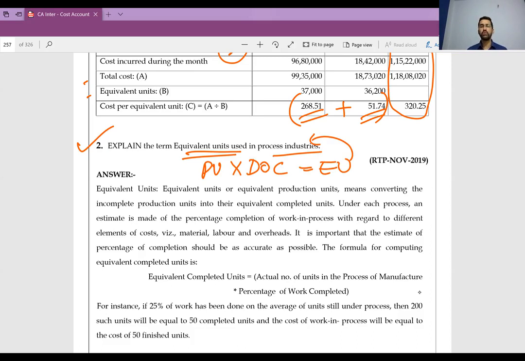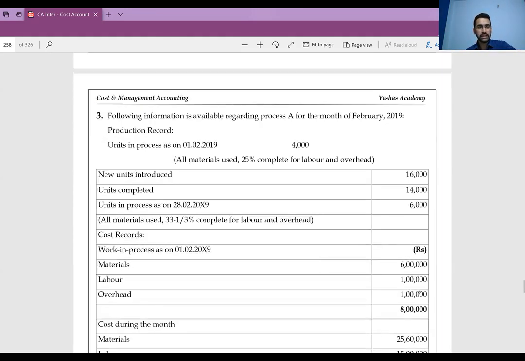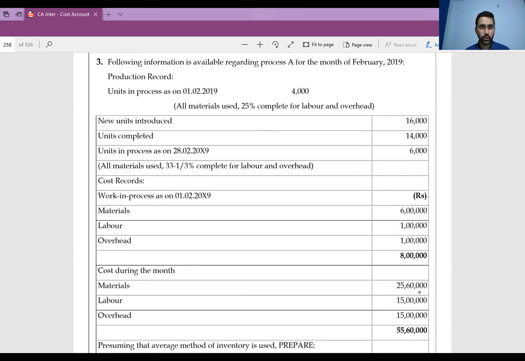They want you to write a short note. What is equivalent unit? How is it calculated? Where is it necessary, etc. See, they have even given one example. For instance, 25% of work is done on 200, then 200 into 25% is as good as 50 completed units. Sir, can I also take some random number like this and explain the concept? Definitely yes. Yeah. So read question number 2 also. Question 3, just give me a minute. I'll tell you whether you can do this or not. Which method they've asked.